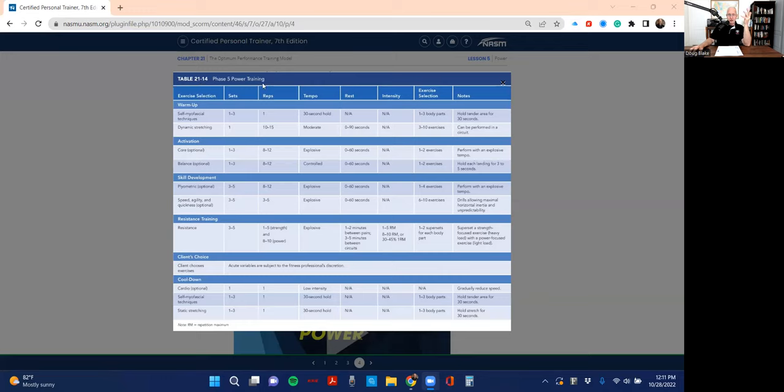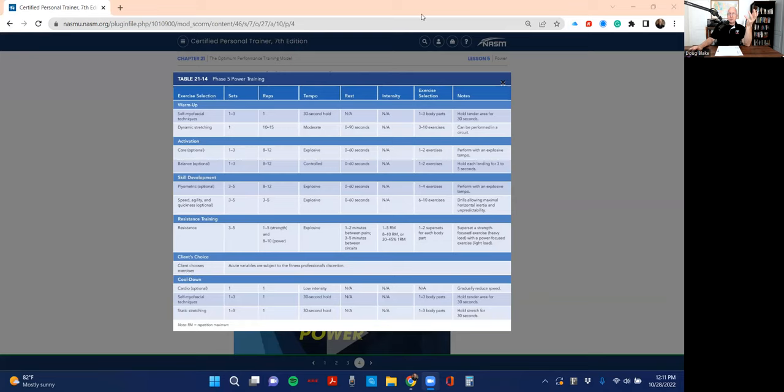All those tables that have your compilation of all the acute variables. Resistance training is key. Now look, if you look at the table, it looks pretty complicated. We got, wow, all this information. Well, look, for the client's choice, that's not anything that you really need to memorize.